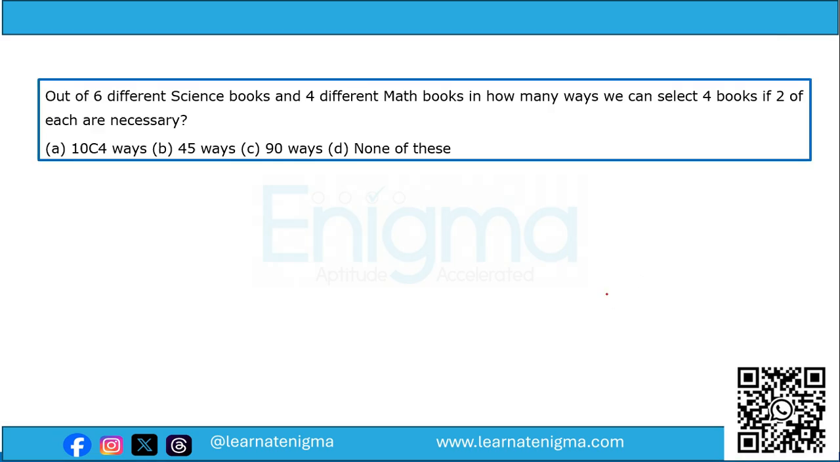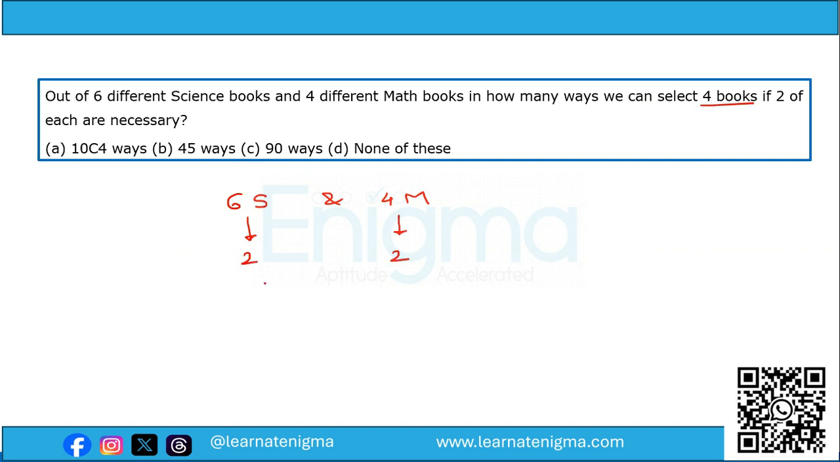Out of six different science books and four different maths books, in how many ways can we select four books if two of each are necessary? Now we have six science books and four maths books. We want to select a total of four books where we want two science books and two maths books.